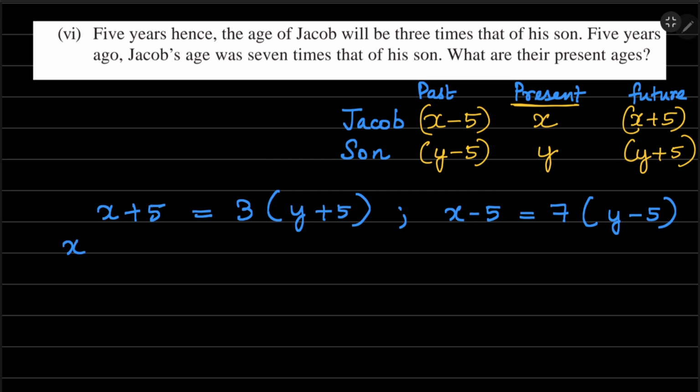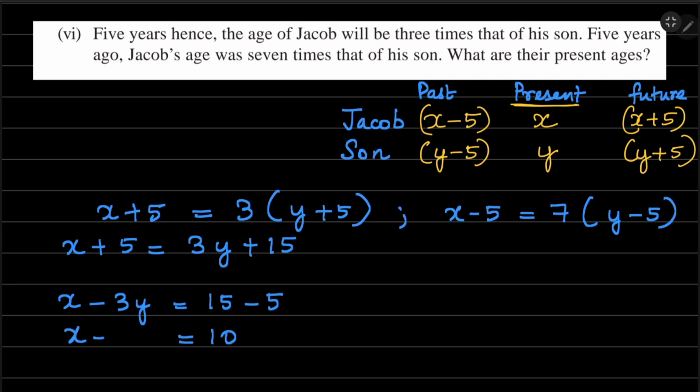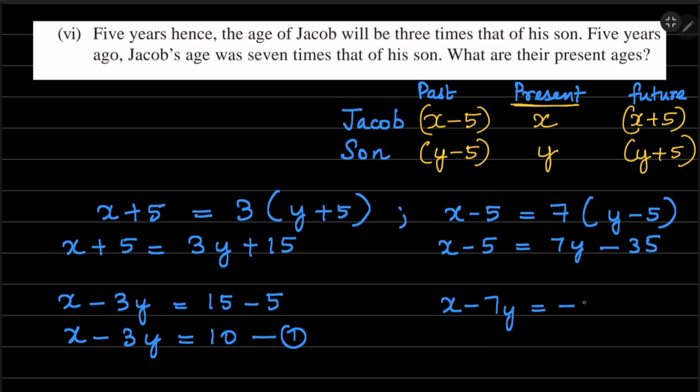So, just solve it. x plus 5 equal to, open the bracket, 3y plus 15. So, x minus 3y equal to 15 minus 5, which is 10. So, x minus 3y equal to 10. Let this be your equation 1. On the other side, x minus 5 equal to 7y minus 35. So, what do you get? x minus 7y equal to minus 35 plus 5, which is nothing but minus 30. So, x minus 7y equal to minus 30, let this be equation 2.